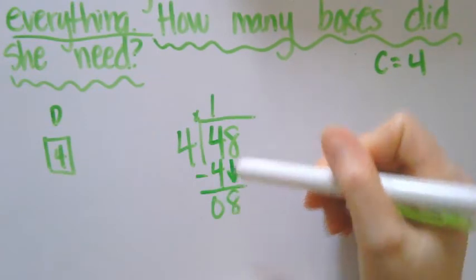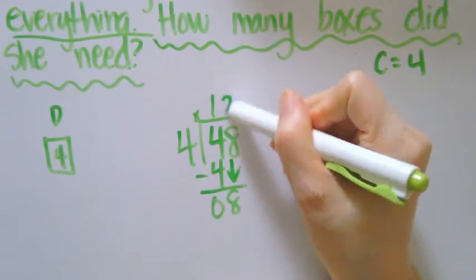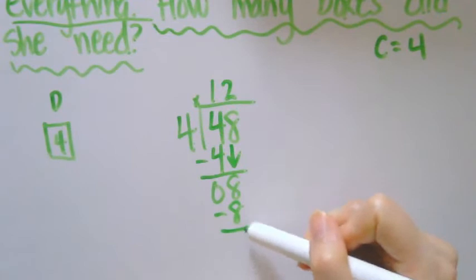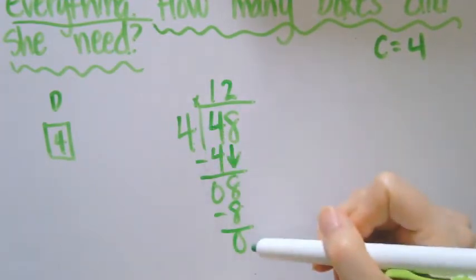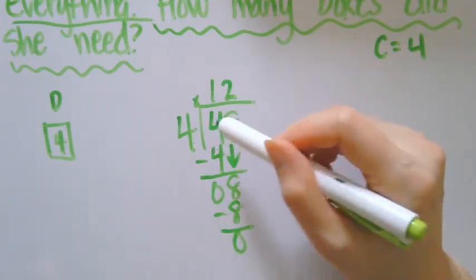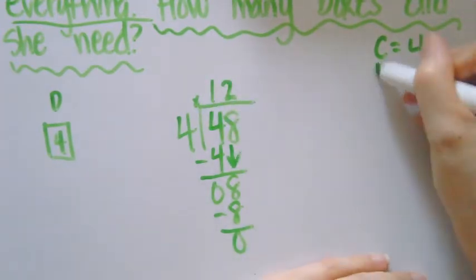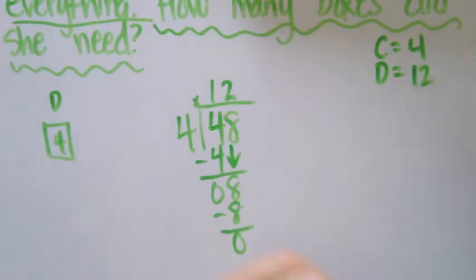Bring down my 8. Does 4 go into 8? Yes, it does. How many times without going over? Twice. 4 times 2 is 8, and we subtract. 8 minus 8 is 0. Is there any number to bring down? No. Does 4 go into 0? No. So, no remainders, nothing else to be done. 4 goes into 48 twelve whole times. So that also tells me that for donuts, I would need 12 boxes for all 48 donuts. We still need to figure out muffins and bagels.